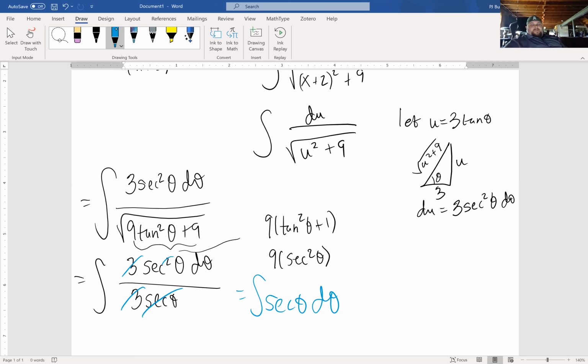Anybody know what that is off the top of their head? Would it be sine theta plus c? Unfortunately, no. It would be great if it was that simple. This one is natural log of, I believe, secant plus tangent.